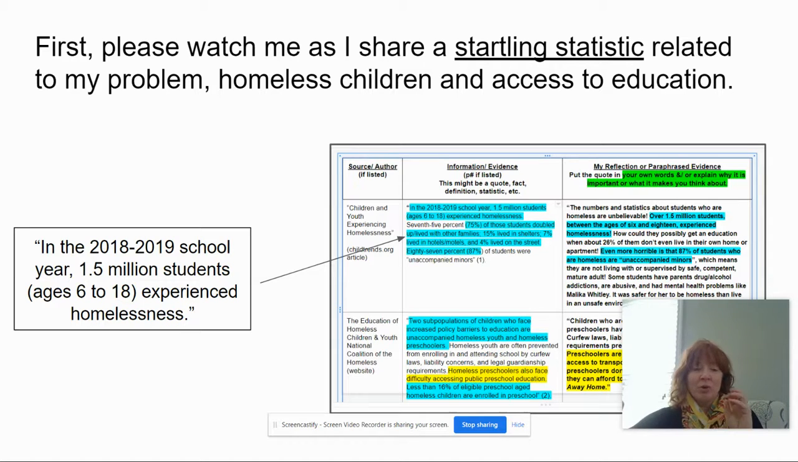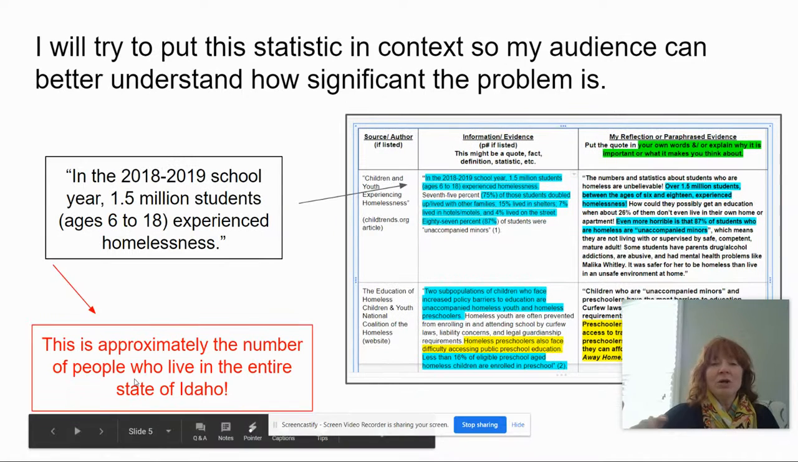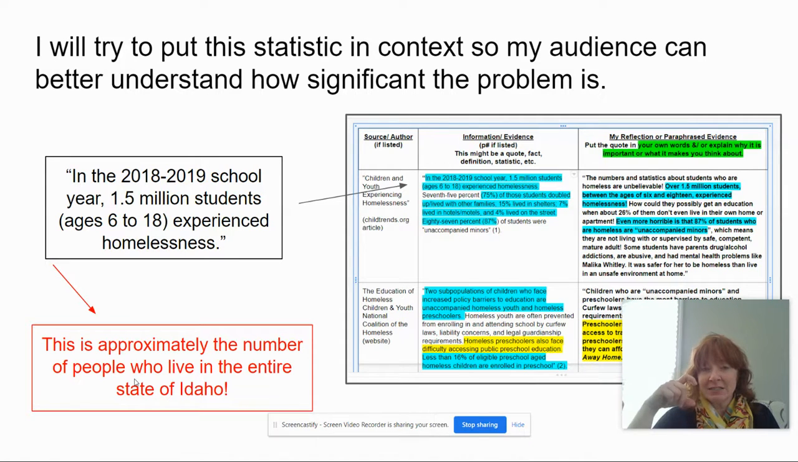So that's not just 1.5 million children. This is just the students between the ages of 6 and 18. And that's a huge number. And I know that's a huge number. I do think that will startle my audience. But what I'm wondering is, would it help if I put this number into context so that my audience could better understand just how significant the problem is?